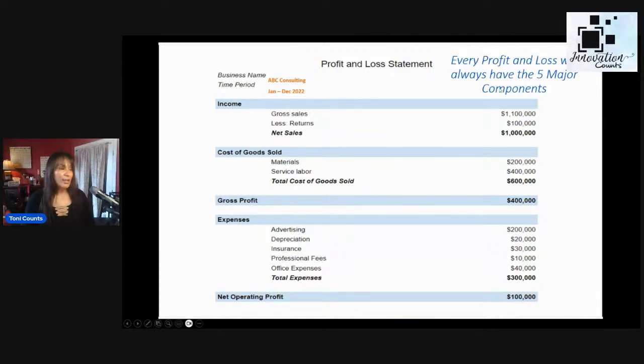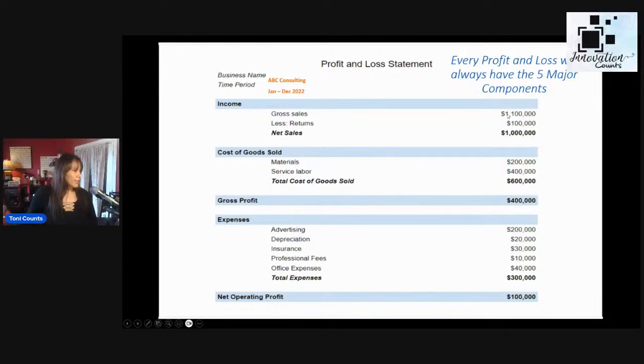And keep in mind, every profit and loss will always have the 5 major components. Here they are right here. You've got your income, cost of goods sold, gross profit, expenses, net operating profit. All right. And remember, that has different names: net income, net earnings.